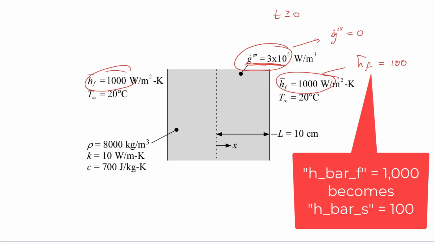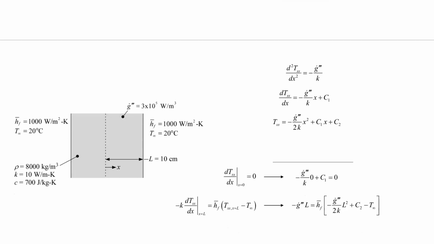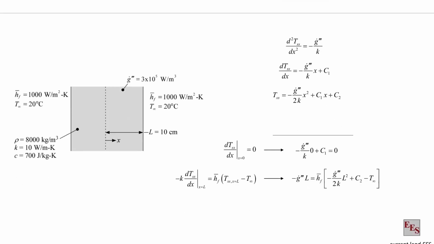Okay, so let's go through. First of all, let's solve for the steady state temperature profile. I've done that. You've done this before, so we don't need to spend much time on it. But basically, you do the energy balance on it, and we end up with this governing equation up here. You can separate this and solve it. Here is our first integration. Here's our second integration, and this is our temperature profile general solution.